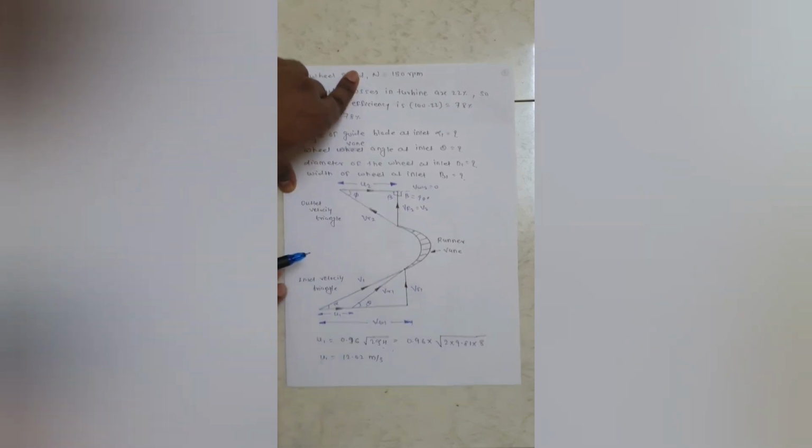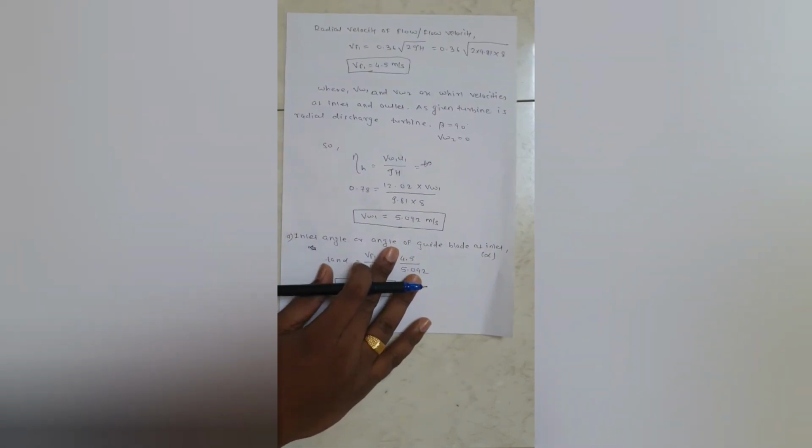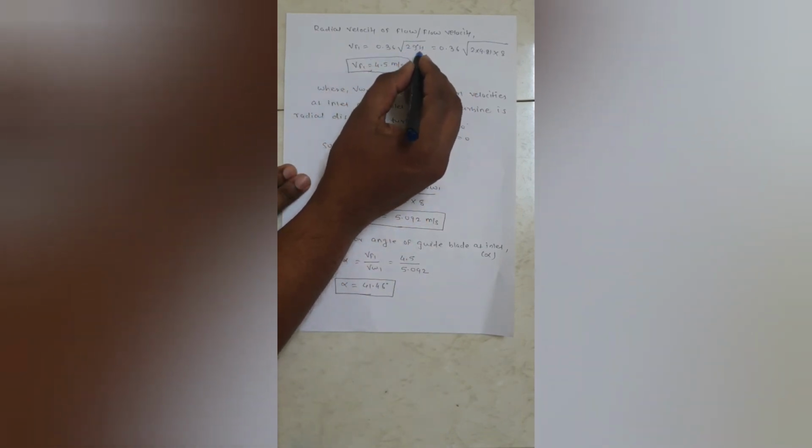U1 is equal to 0.96 square root of 2gh is given. Here g is the acceleration 9.81 and h is the head given, 8 meter. So U1 is 12.02 meter per second. Radial velocity of flow, that is flow velocity, Vf1 is equal to 0.36 square root of 2gh.